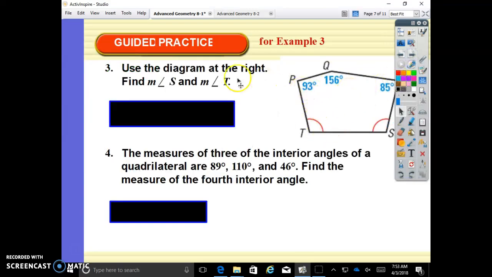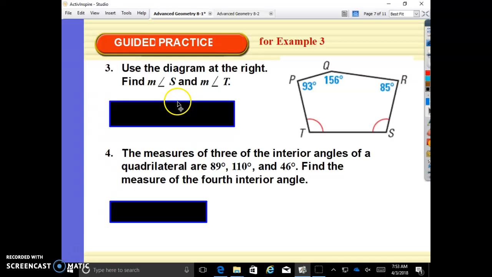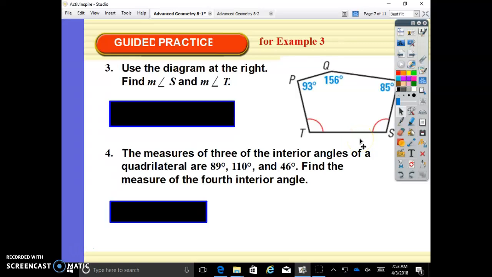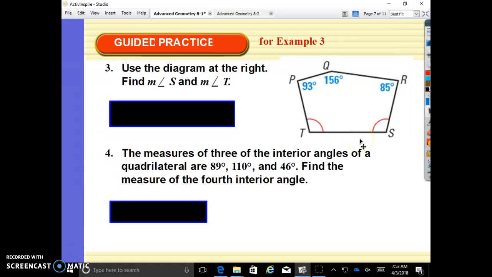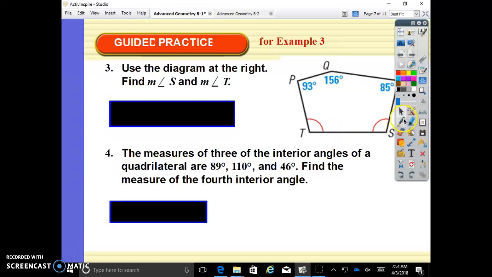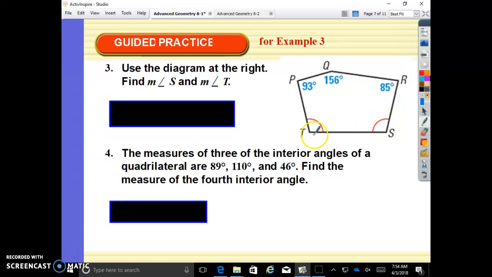So on this one, in the diagram at the right, find the measure of angle S and angle T. How many sides? 1, 2, 3, 4, 5. 5 sides makes 3 triangles. 3 times 180, right? 5 minus 2 is 3. 3 times 180 is 540. This should all add up to 540. 540 minus 93 minus 156 minus 85 leaves you with 206. Angle T and S combined has to equal 206, and they're marked as being congruent. 206 divided by 2 is 103 each.